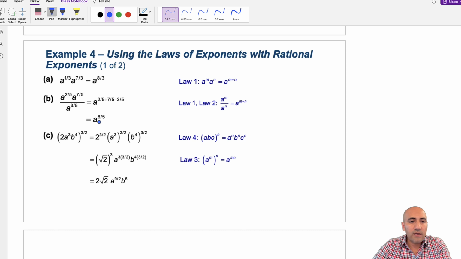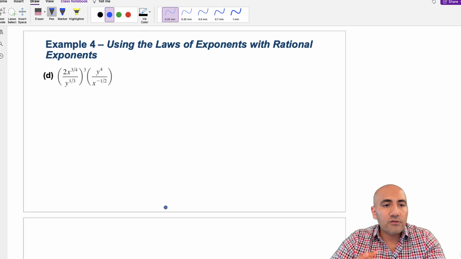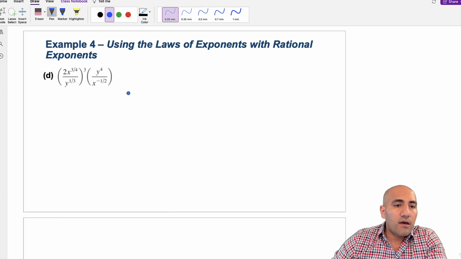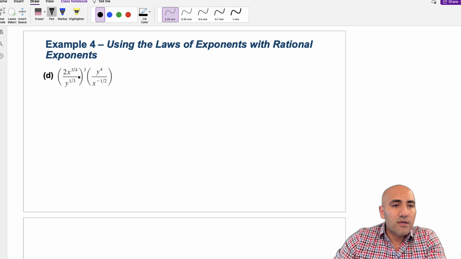Oh, your author did not reduce them. Okay, using the laws of exponents with rational exponents. Okay, so let's simplify this. So we have a fraction here. The numerator and denominator have exponential values with fractional exponents, and then the whole thing is being raised to a power. So let's simplify this.